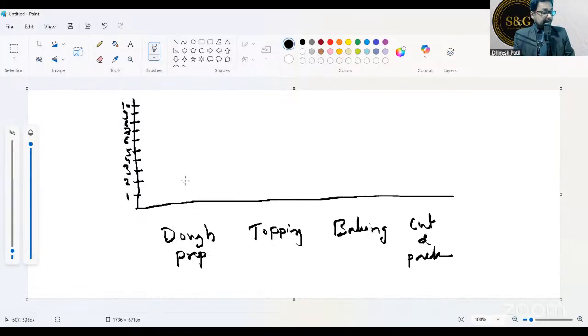Now, dough preparation would take 2 minutes. Let me draw this. I'm just drawing the cycle time of each process. Topping would take 3 minutes.